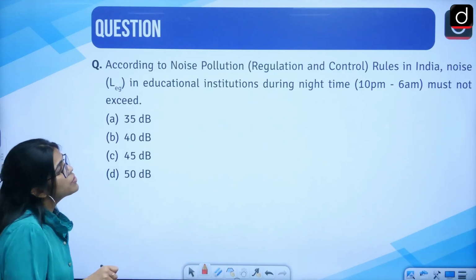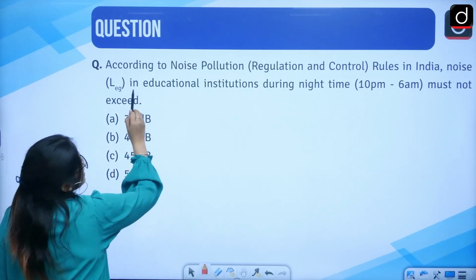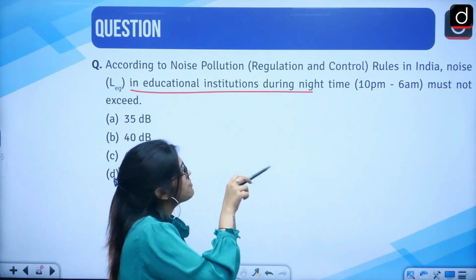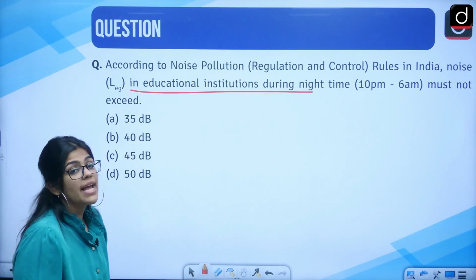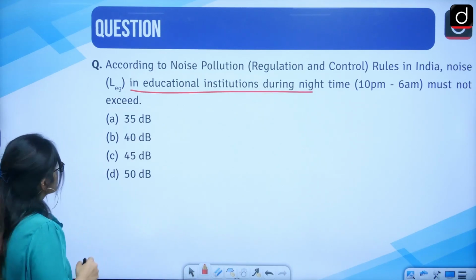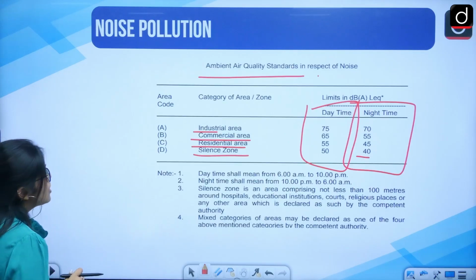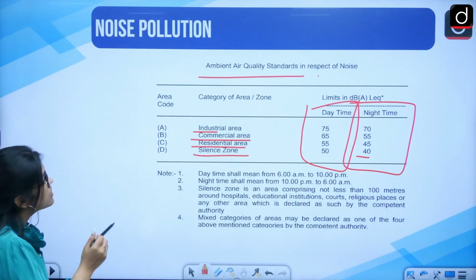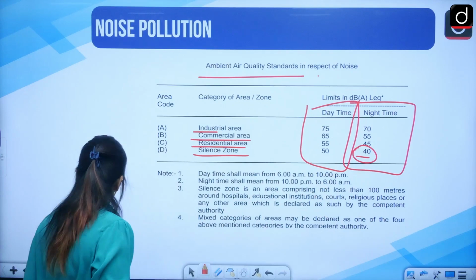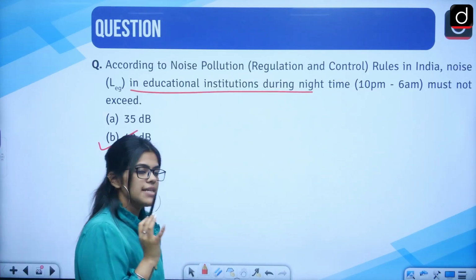According to the noise pollution regulation and control rules in India, noise in an education institute during the night time, the timing being 10 p.m. to 6 a.m., must not exceed what? What should be the limit? So we are talking about an educational institute which is a silence zone. So in the silence zone, we are talking about the night time, that is 40. So the right answer is 40 dB, 40 decibel, right?